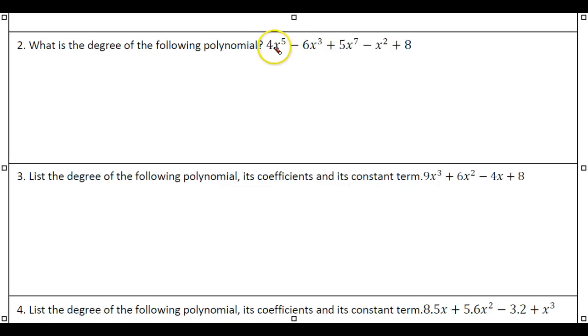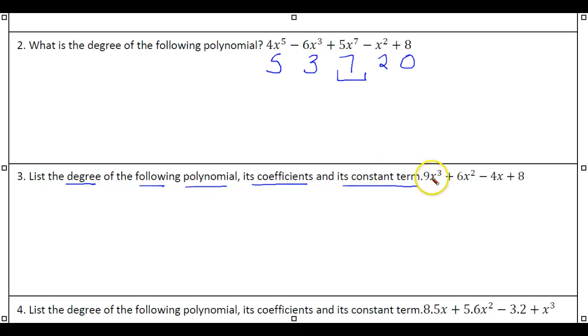And as we look at example 2, it's probably a good idea to list them. The degree of this is 5. This one is 3. This one's 7. This one's 2, and this one is 0. So the highest degree is 7. What is the degree of the polynomial? Now, in example 3, they want you to list the degree of the following polynomial, list its coefficients, and its constant term.